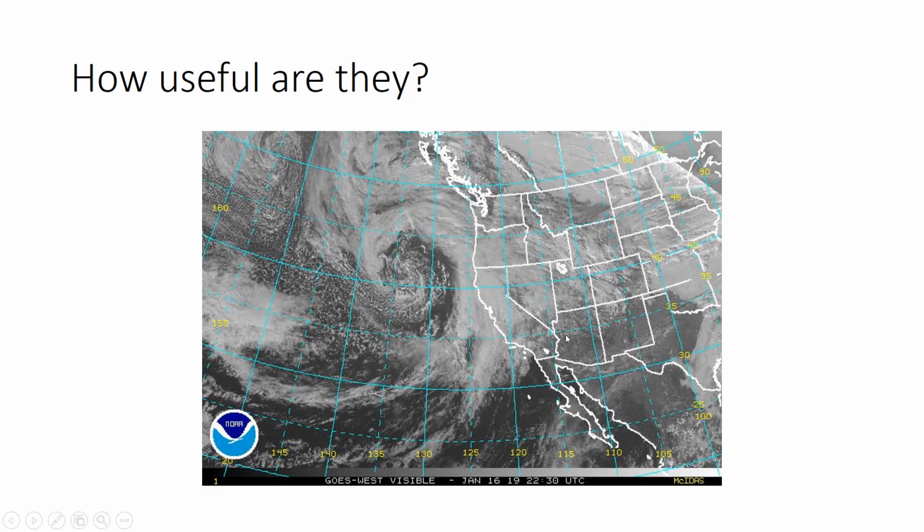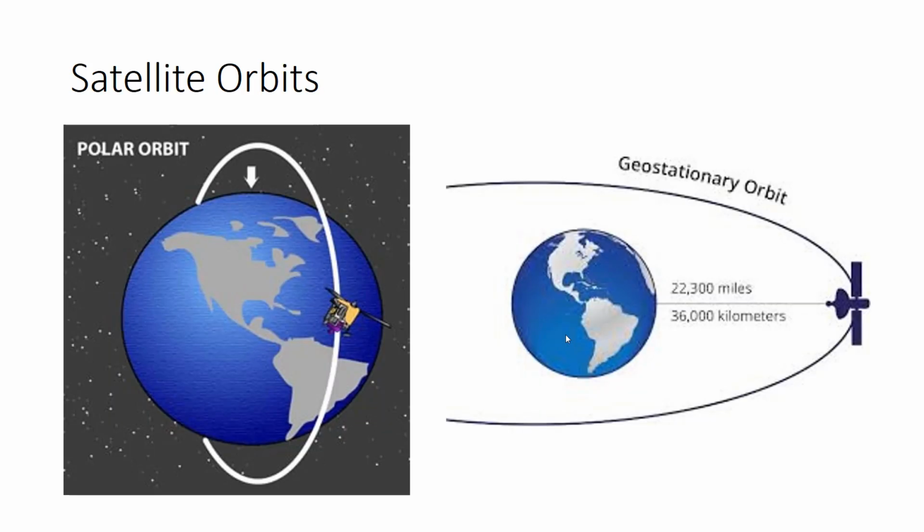But let's actually talk about how this works and what types of satellites there are and how this applies to meteorology. The hope is that this will help prepare you for Lab 3A. So first off, the way that satellites work is obviously they're in space, and there are different types of satellites for different applications.